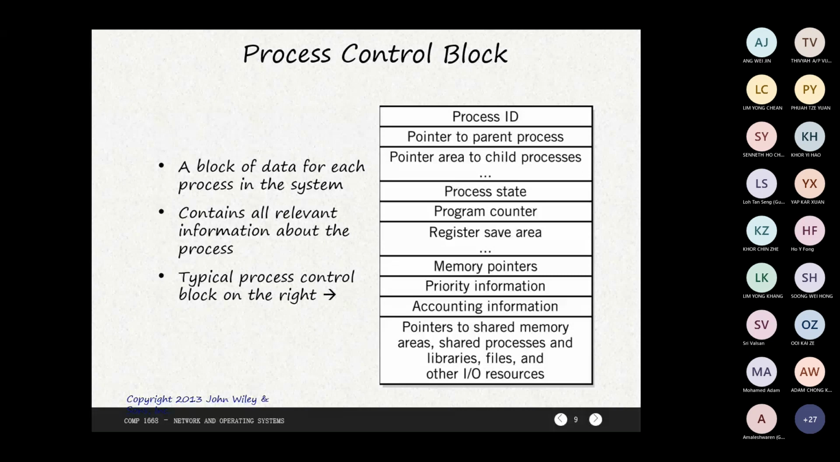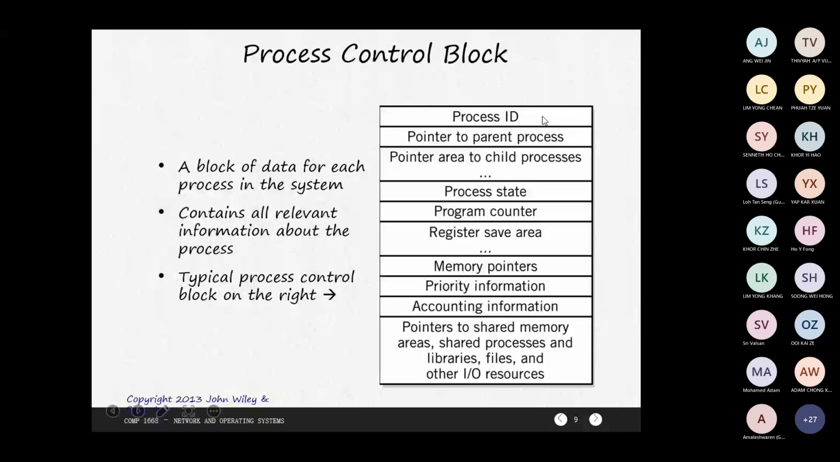So it is a block of data for each process in the system, containing all relevant information about the process. A typical process block is on the right. If you open your PCB or your Task Manager and look at your process, it has a process ID, a very unique process ID, and a pointer to the parent process. If it is a child process, it will refer to the parent process. There is also a pointer area to child processes.